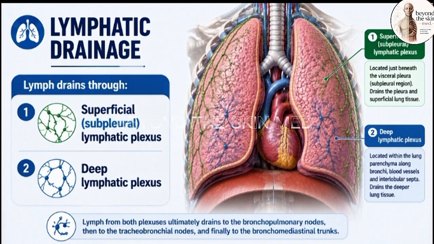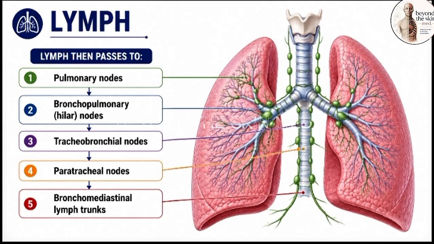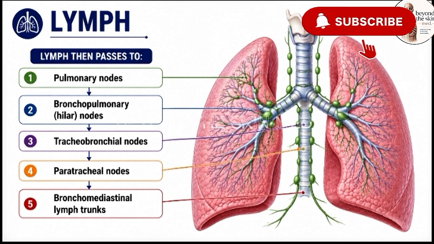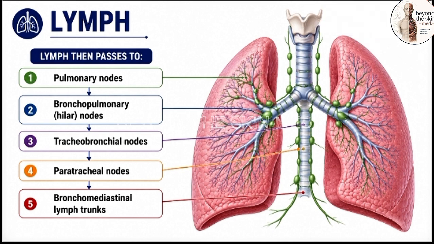Lymphatic drainage. Lymph drains through superficial, subpleural lymphatic plexus, deep lymphatic plexus. Lymph then passes to pulmonary nodes, bronchopulmonary, hilar nodes, tracheobronchial nodes, paratracheal nodes, bronchomediastinal lymph trunks.